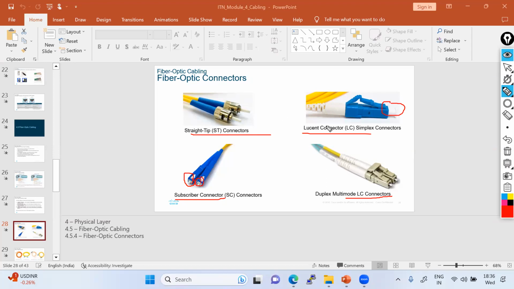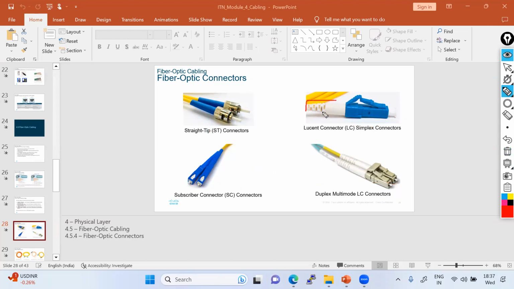This is also a fiber cable. This is also supported, a duplex multimode LC connector. It totally depends on the SFP type and what type of mode you are supporting. Maybe multimode uses the SC connector, single mode uses the SC connector, multimode uses the LC connector, like that. So we have different kinds of connections. All cables can be used in different scenarios, but these are the only four types of connectors available.